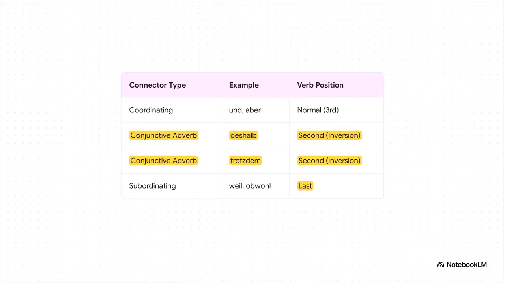And this table right here really lays it all out. Just look at the highlighted rows for conjunctive adverb. You can see for both deshalb and trotzdem, the verb position is locked in at second. Now compare that to the subordinating conjunctions right below them. See how the verb gets sent to the last position. This little chart makes that difference crystal clear. It's a great cheat sheet.